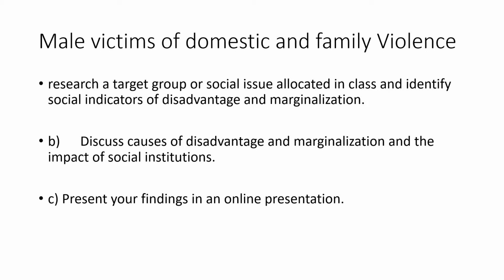Assignment 2, Part 1: Working in Community Services. A. Research a target group or social issue allocated in class and identify social indicators of disadvantage and marginalization. B. Discuss causes of disadvantage and marginalization and the impact of social institutions. C. Present your findings in an online presentation.